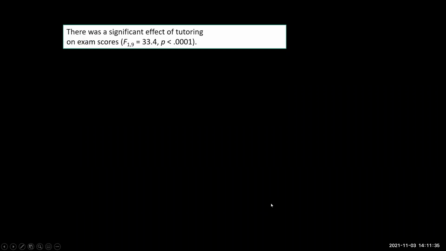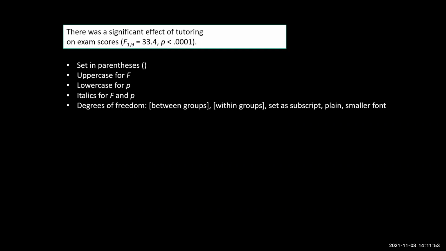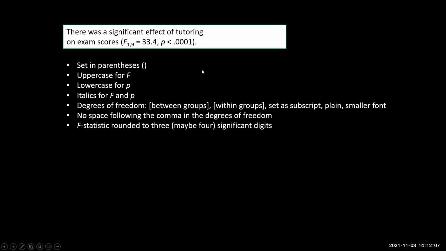So another example of presenting ANOVA results or a statistics result, you can see some of the things that they do. Usually these values are set in parentheses. They use an uppercase letter for F for the ANOVA statistic, lowercase for p, italicized letters F and p. The degrees of freedom, which is 1 and 9, are presented as subscript, not italicized. There is no space between the degrees of freedom. The F statistic is rounded. Here we have 3 digits of precision.